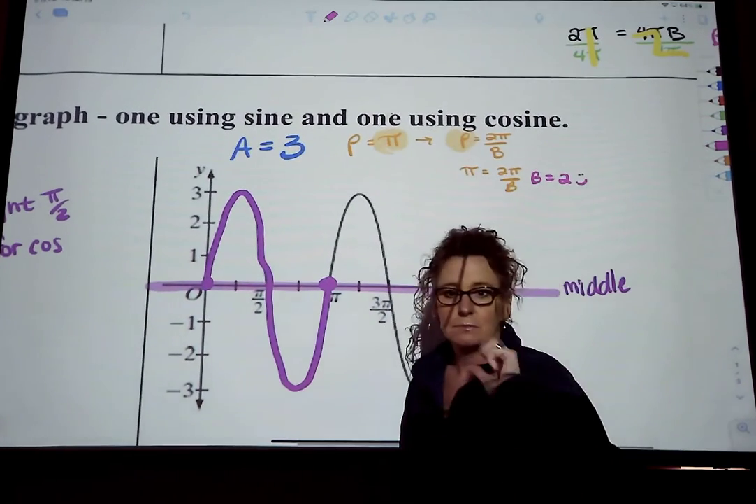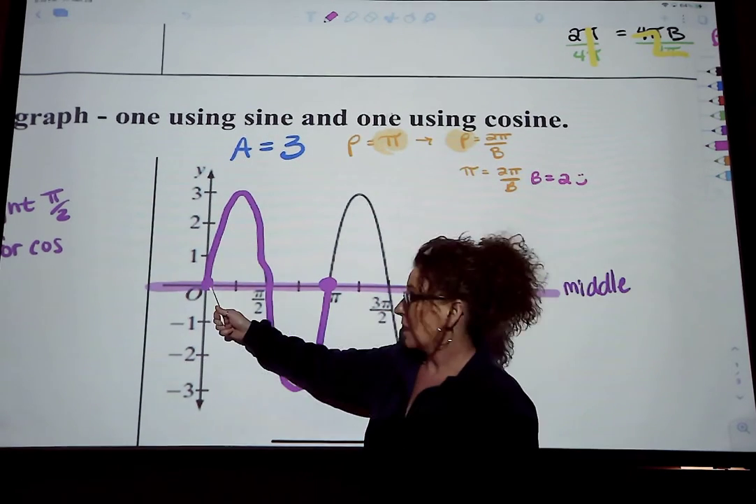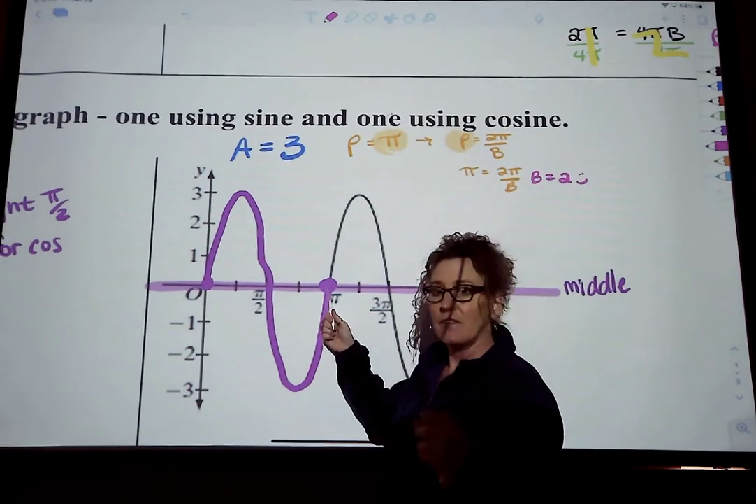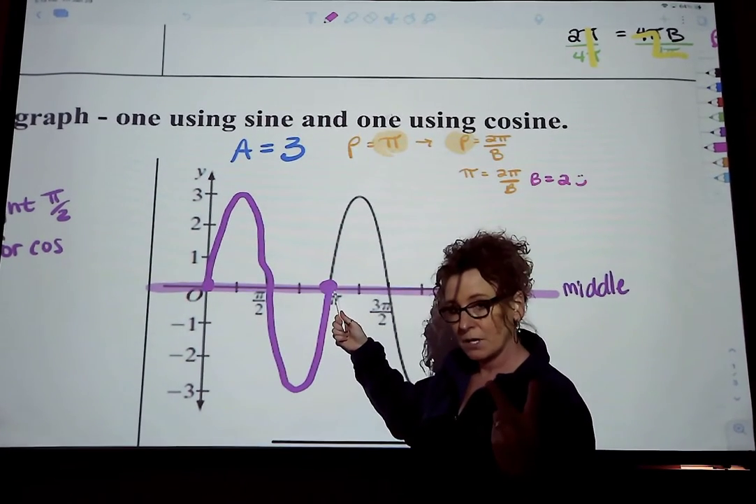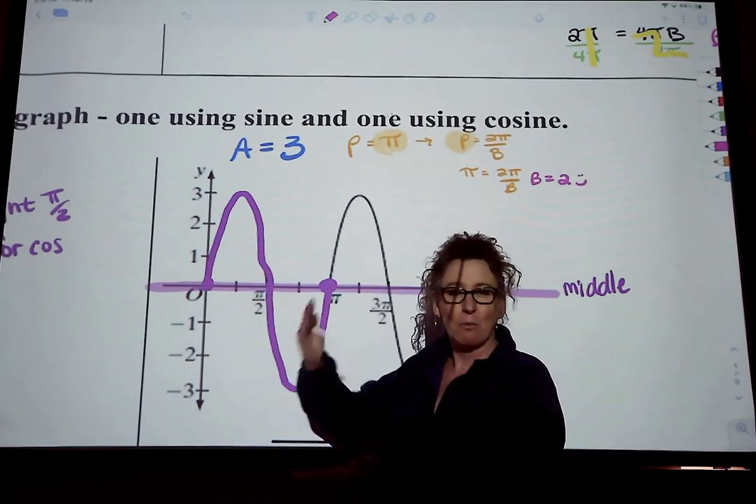And here's what's cool. We can go ahead and make our sine equation. It's not been shifted left or right. It starts where it's supposed to. It has an amplitude of 3. The only difference is it has a b value of 2. And all of this information stays the same when I write my cosine.